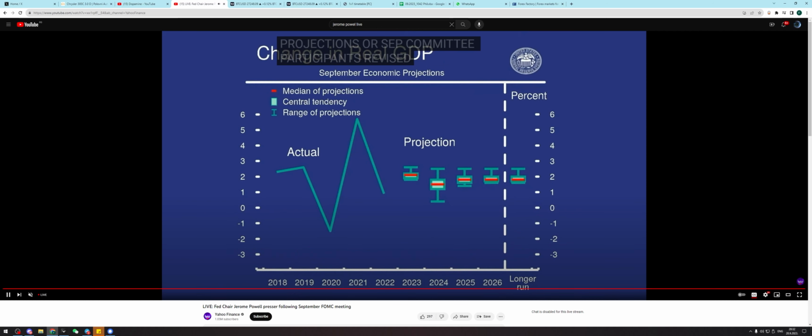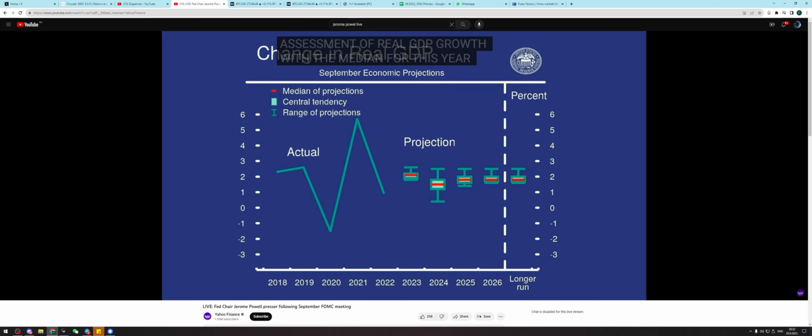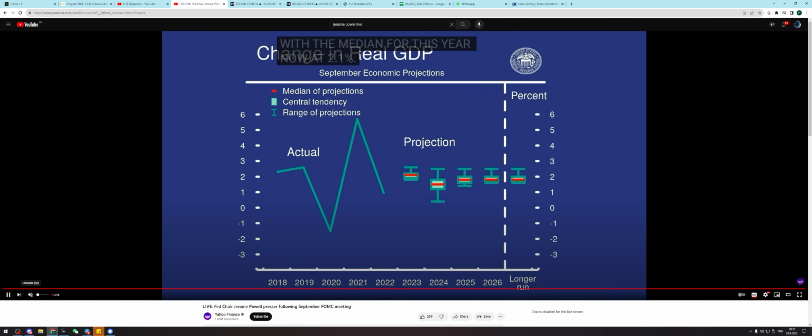Robust. GDP growth. We're not in a recession. Everything is just a dream within a dream. Show a fancy chart and everything will be fine.